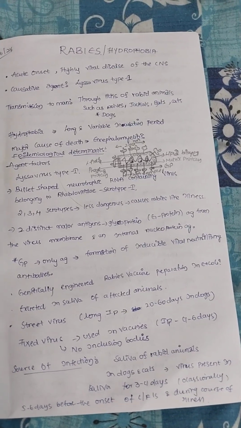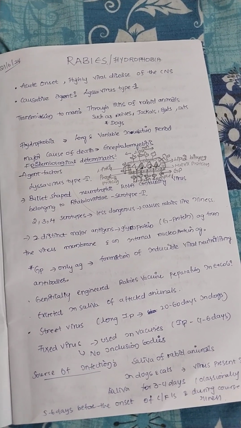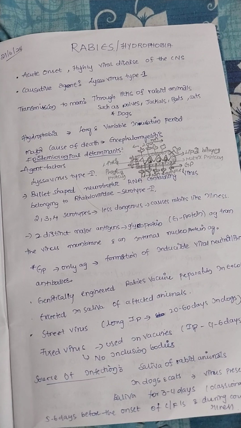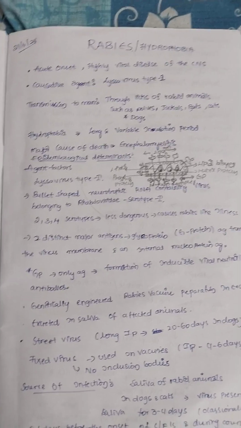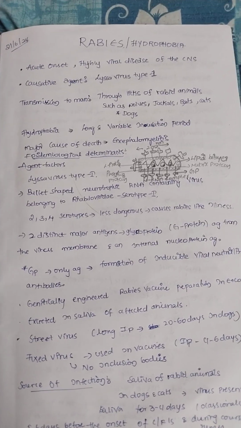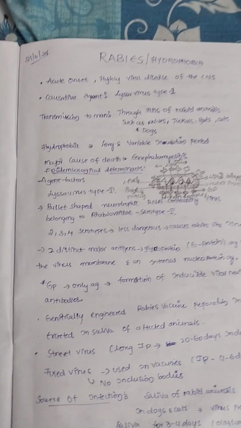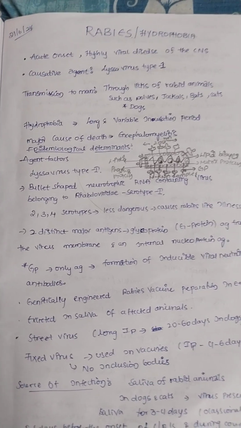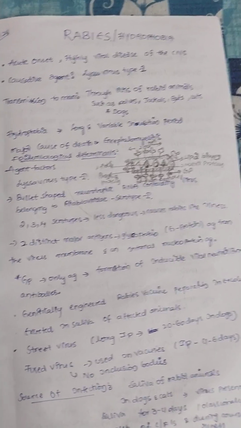As you see in this structure, we have the glycoprotein coat and lipid bilayer. In the middle we have the matrix, and very inside we have the RNA nucleic acid. So it is a bullet-shaped neurotropic virus. As it spreads to the CNS we call it neurotropic, and it grows mainly in the brain. It is an RNA-containing virus belonging to Rhabdoviridae. Serotype 1 is most effective in causing rabies. Serotypes 2, 3, 4 also cause rabies-like illness, but not exactly rabies.